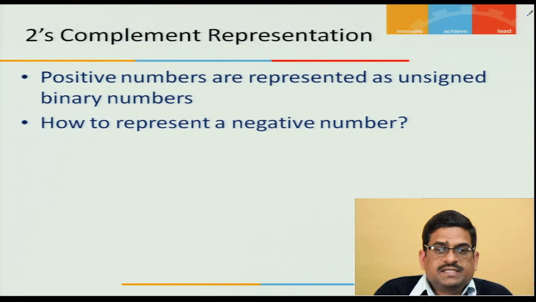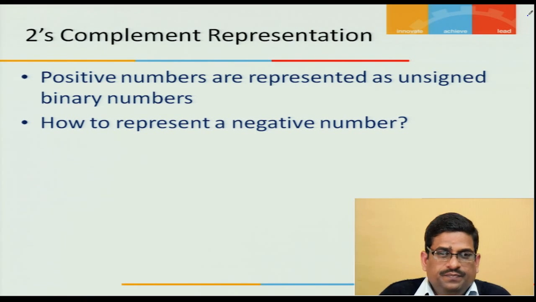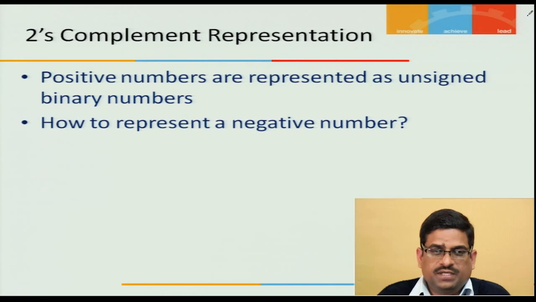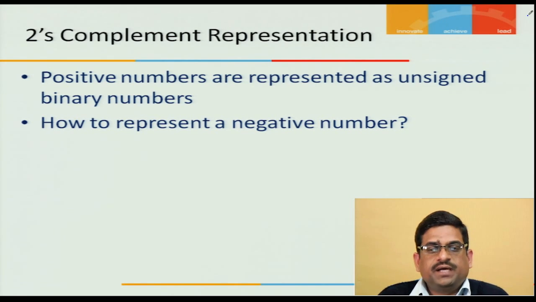As I said, in 1's complement representation also arithmetic is not working perfectly, and we need some additional steps to do the arithmetic operations, since straightforward addition is not working. So we look at one more representation. In this representation, positive numbers we will again represent with the unsigned representation only. For the negative numbers, we need to find a method.